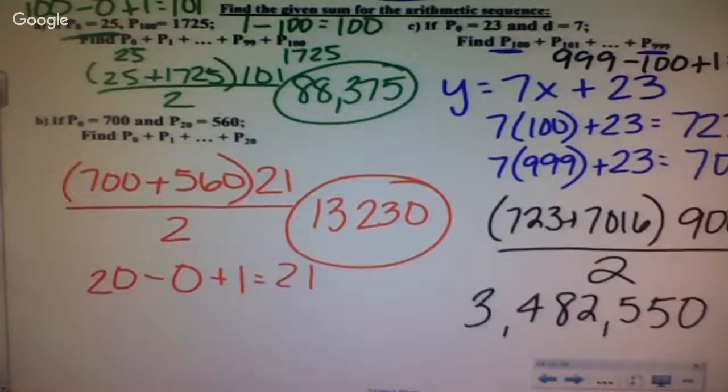Why did you subtract the 100 instead of subtracting the 0? Because the first term is P sub 100. Here, my first term was P sub 0. So you want to subtract place value minus place value plus 1. Because this one finishes at 999 and started at 100, that's why that's 100 and not 0.